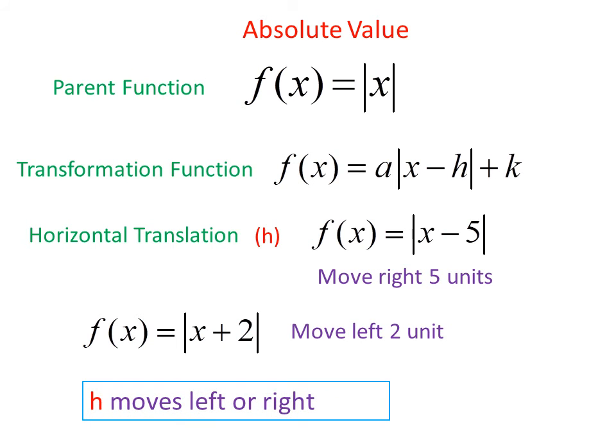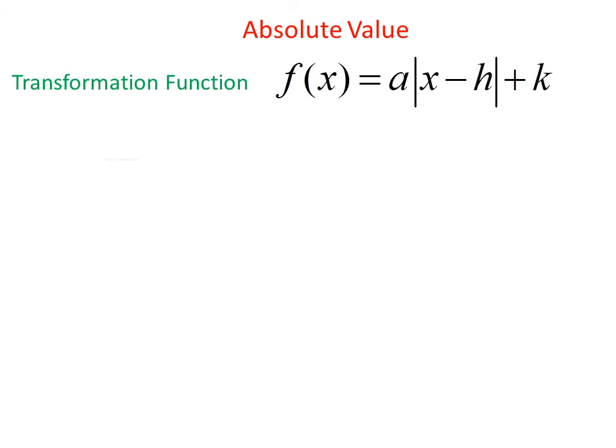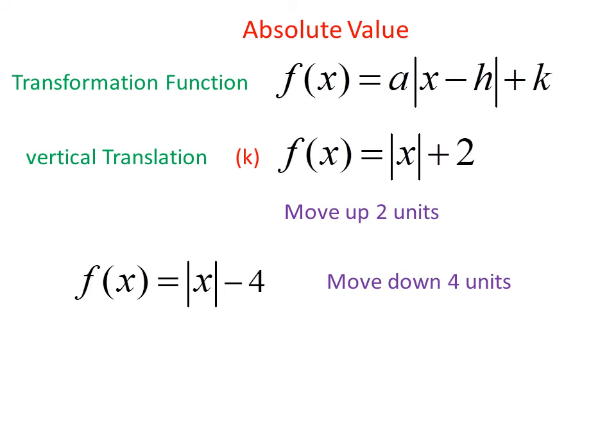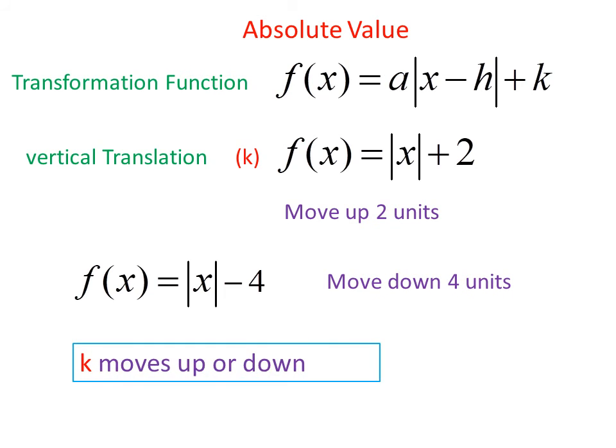H, again, is moving us right. And recalling that k, whatever this value is outside of it that's added or subtracted, is a vertical translation, moving the entire graph up 2 units or down 4 units in these specific cases.